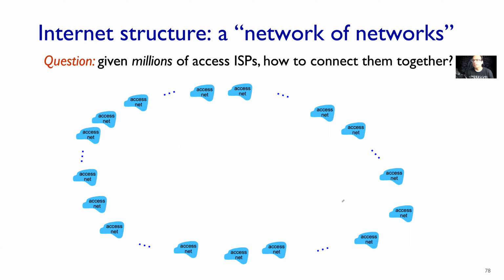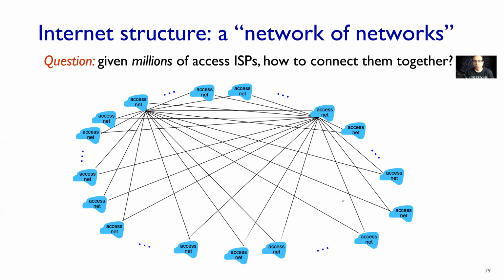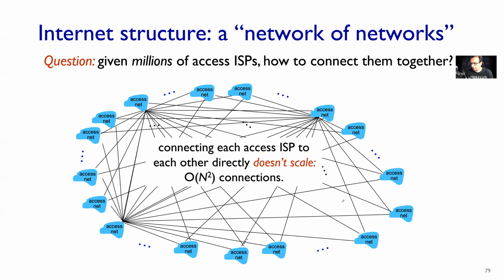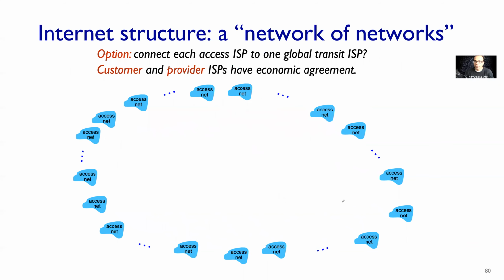So imagine you have these millions of access ISPs. Now, how would you connect them together? A strawman approach could be to take each access network and connect it to every other access network around the world. That might sound fantastic, but obviously it doesn't scale, because you would need on the order of n squared connections, where n itself is in the order of millions. So obviously this won't work in practice.